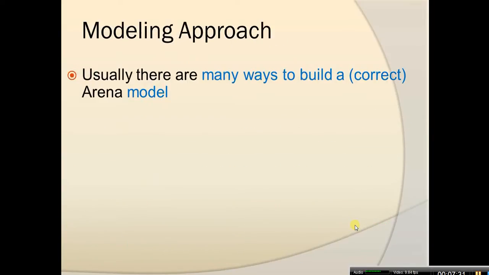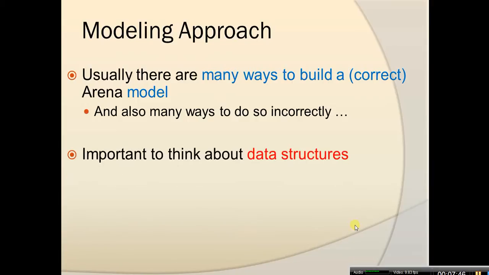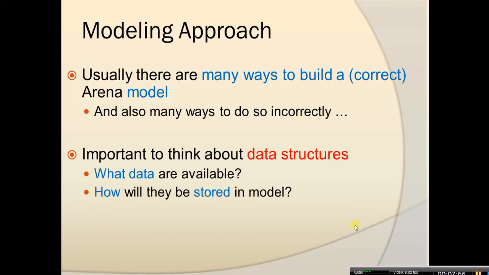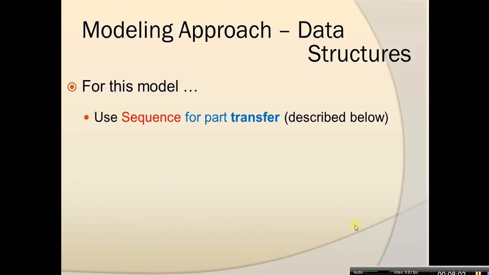So our modeling approach is the following. Usually there are many ways to build a correct Arena model, and also many ways to build an incorrect model. And it's very important to think about the data structures that are used in the model. First of all, what data are available? How will they be stored in the model? So we'll use the following data structures for this model.